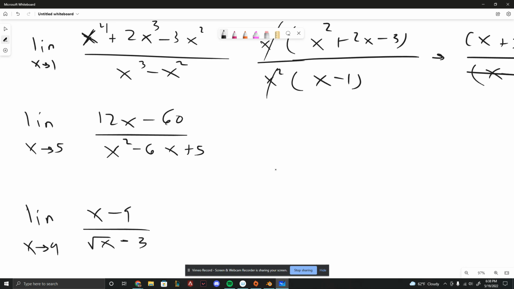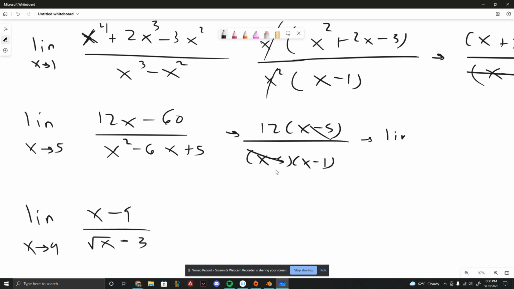Well, I know the denominator can be factored, and the numerator I see has a common factor, a common multiple of 12. So now what I can do is 12 times x minus 5, all over x minus 5 times x minus 1. Just cancel, cancel. Now we're essentially finding the limit as x approaches 5 of 12 over x minus 1, which is 12 over 4. So now our limit is 3. So that's how we did that one.